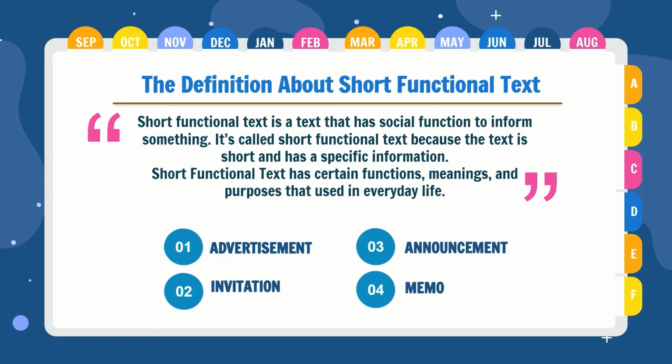There are 17 kinds of short functional text, but in this video I will explain to all of you the 4 kinds of short functional text, namely advertisement, invitation, announcement, and memo. Okay, let's move to the section of advertisement.